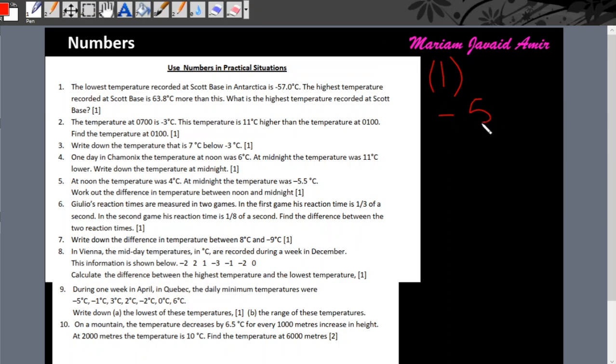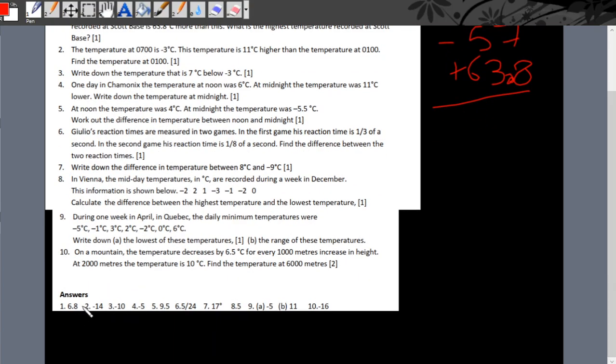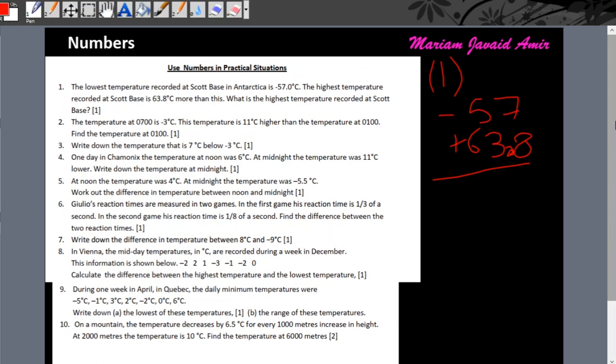So minus 57 plus 63.8, which gives us 6.8, which is the answer for part 1. Yes, 6.8 is the answer for question number 1.